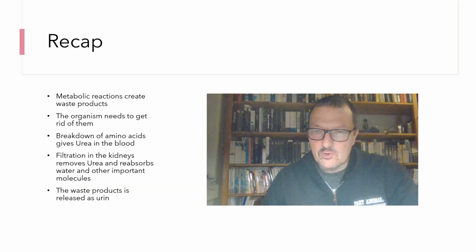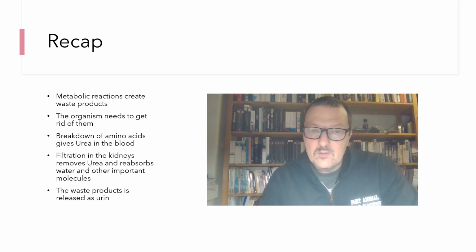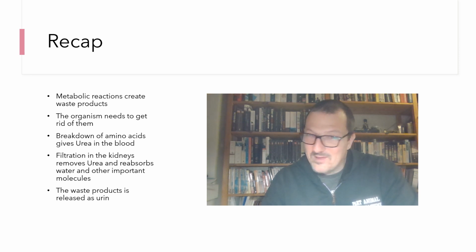So here's a short recap of this chapter. Metabolic reactions create waste products. Here we're mainly talking about urea. The body needs to get rid of them because these waste products can be toxic in high amounts. Breaking down amino acids releases urea into the blood. Filtration in the kidney removes urea and then reabsorbs the water and other important molecules. And then our waste products leave our body in the form of urine. And that's the main part of the chapter. I'm kidding you not.